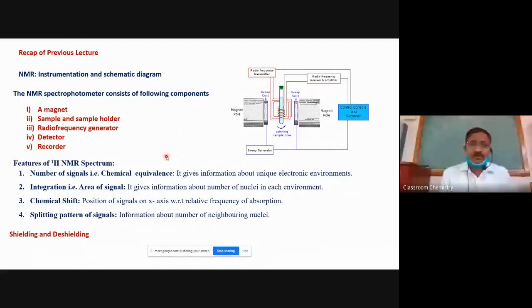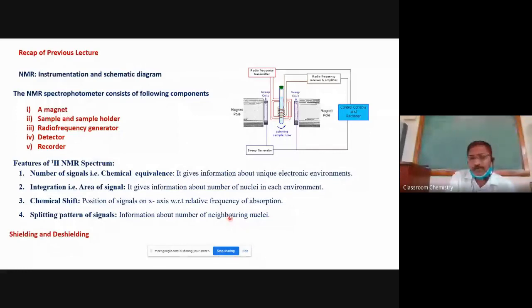Then we explained the important features of the H1 NMR spectrum. It consists of a number of signals, which give information about unique electronic environments. Then integration, the area under the peak, gives how many protons are present at that chemical shift value. The chemical shift value is the position of the signal on the x-axis with respect to the standard reference, tetramethylsilane. That peak position is called chemical shift, expressed in terms of delta. Then the splitting pattern of the signal gives information regarding the number of protons on the neighboring carbon atom.